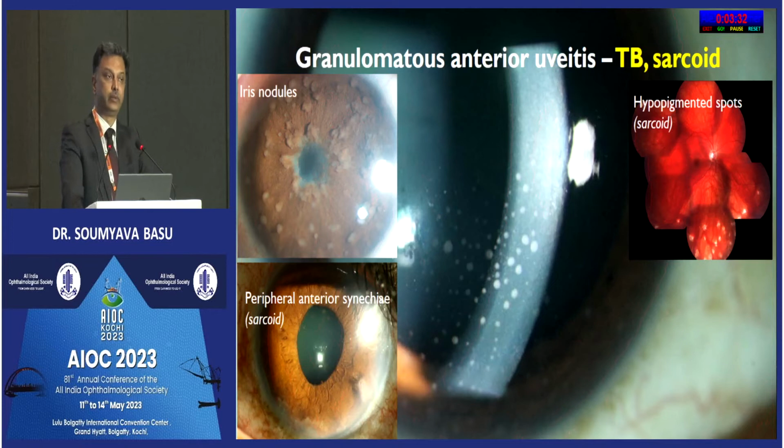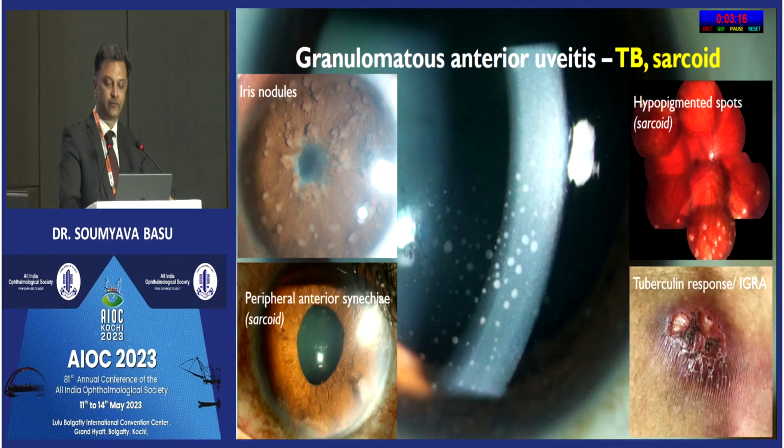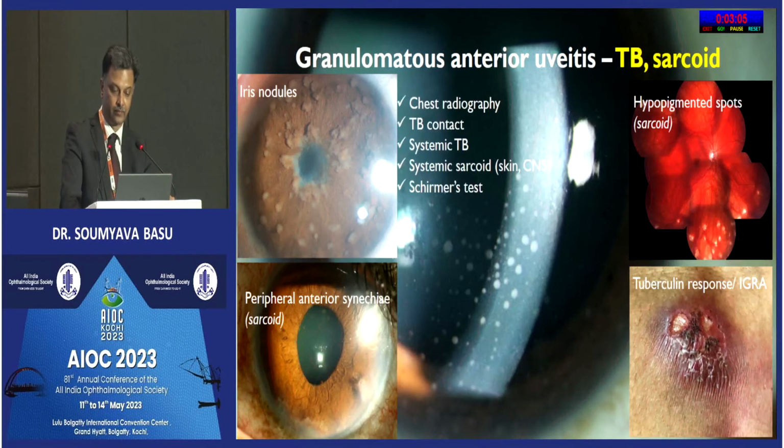Also in our country, may not be in other populations, we see these discrete hypopigmented spots in the inferior peripheral fundus in our sarcoidosis patients. There is no other posterior segment inflammation except these spots. So if you see those, think of sarcoid. And finally, the tuberculin test is useful not only in the diagnosis of tuberculosis, but a negative test may help you in the diagnosis of sarcoidosis as well.